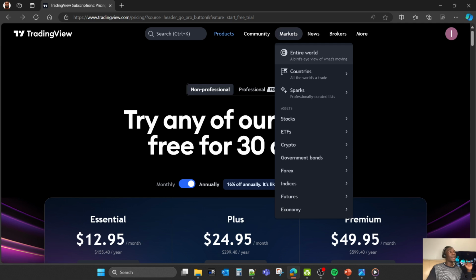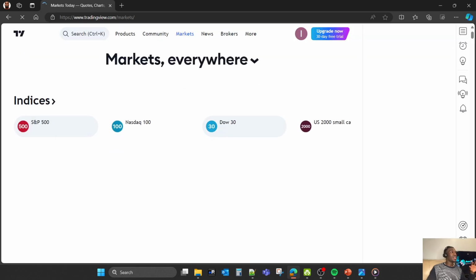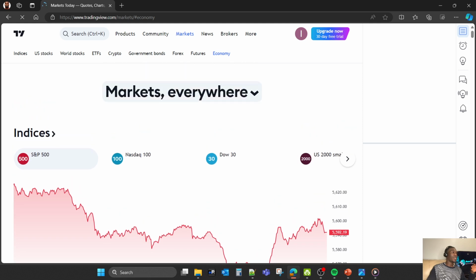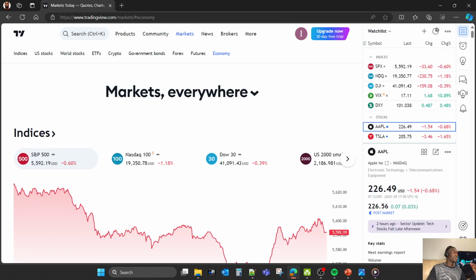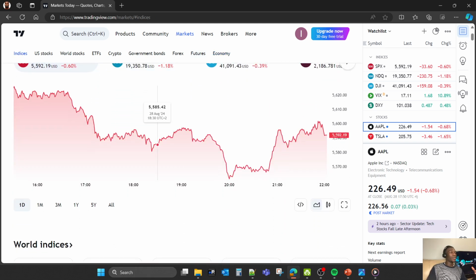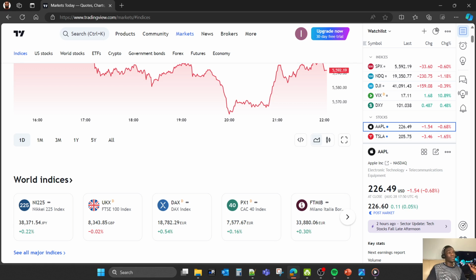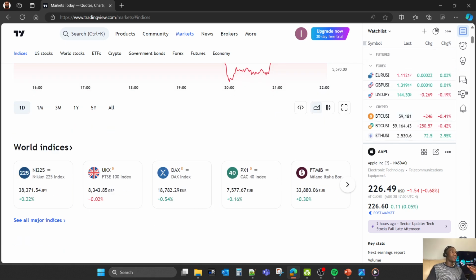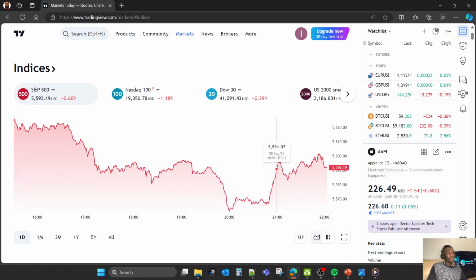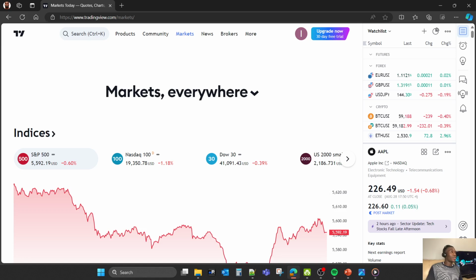Then you want to go on markets, so that you get to see markets everywhere and everything like that. On this website, you can trade so many types of pairs. There's index, US stocks, world stocks, ETFs, crypto, government bonds, forex, futures, and economic. There are a bunch of them, there are thousands of them. You can't even notice which pair you want to trade, it depends on which kind of a trader you are. Do you trade crypto? Do you trade forex? What exactly do you trade?